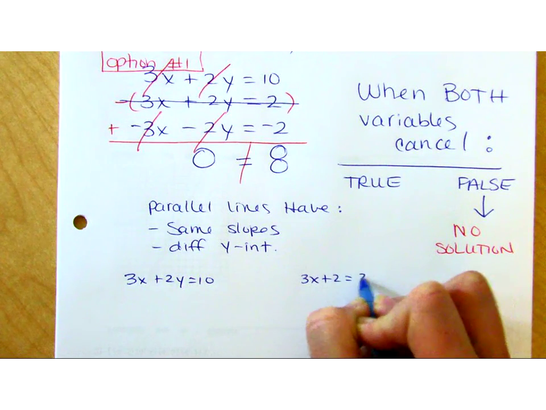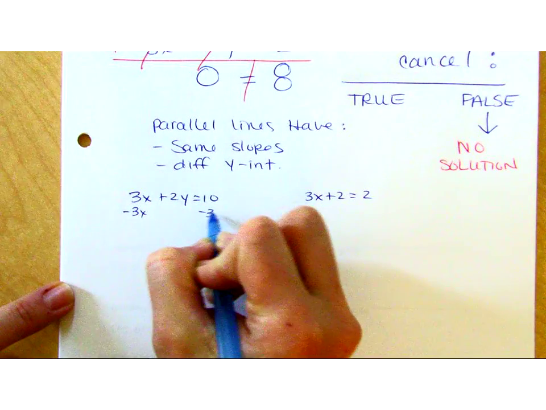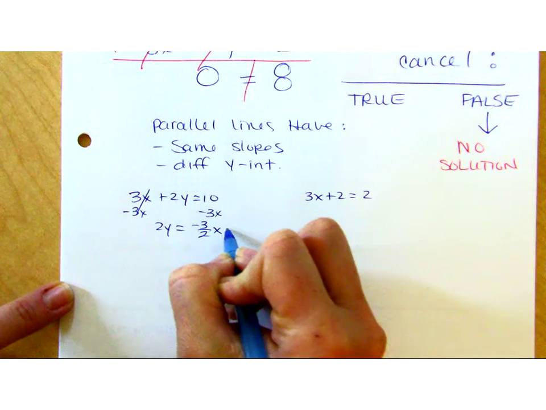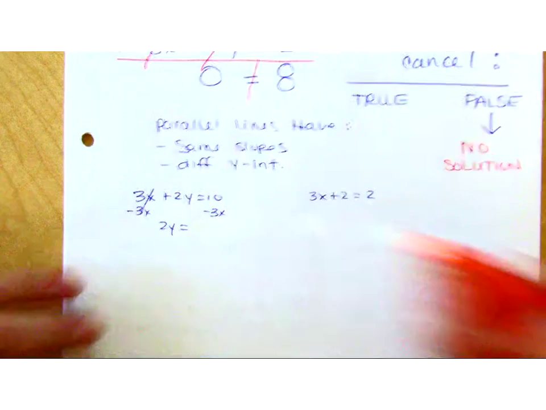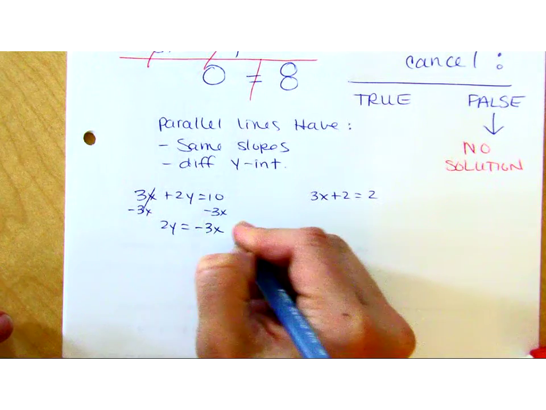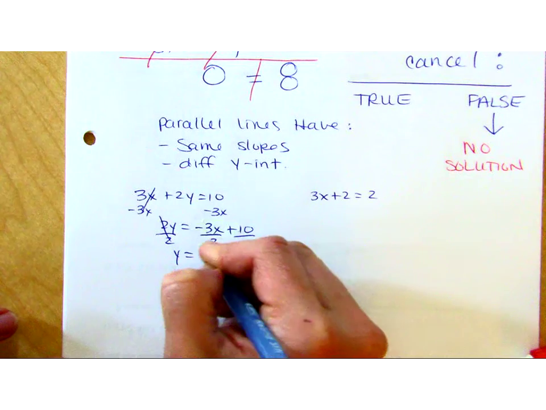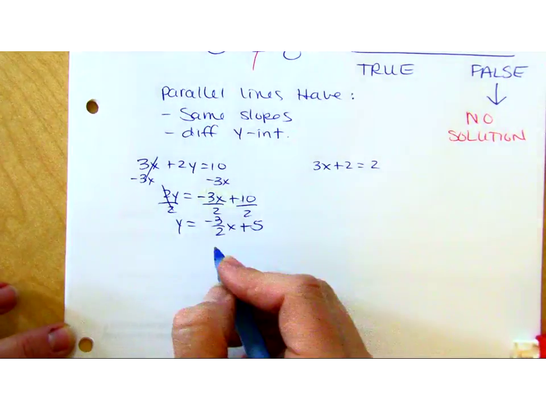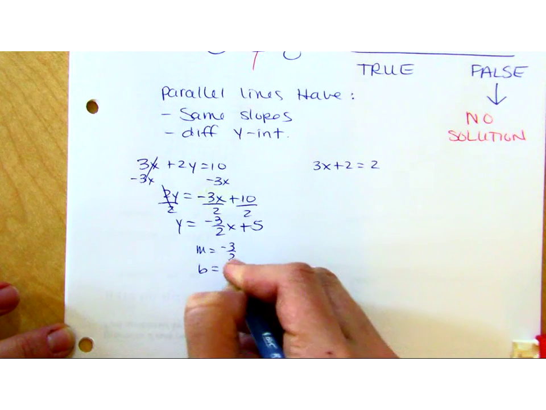And I'm just going to kind of cruise through this pretty quickly. I'm solving for y because I want to see what it looks like in terms of slope and y-intercept. You don't have to show all this work. I know that you guys know how to do this now. Plus 5. So what is my slope? Negative 3/2. What is my y-intercept? 5. Okay, let's do the same thing over here.